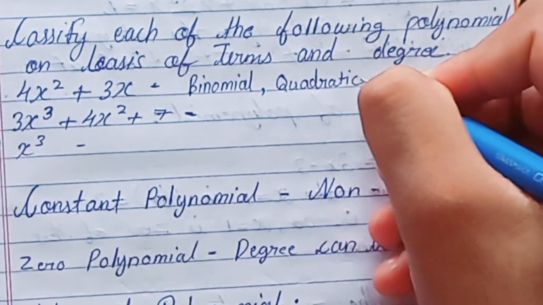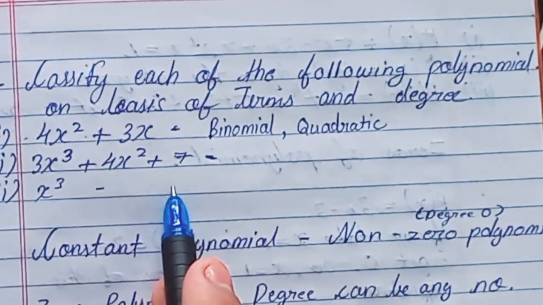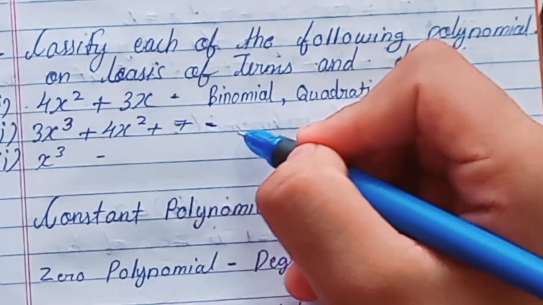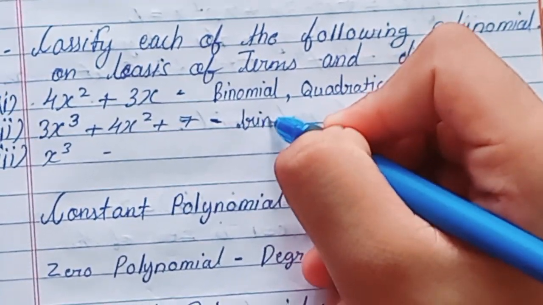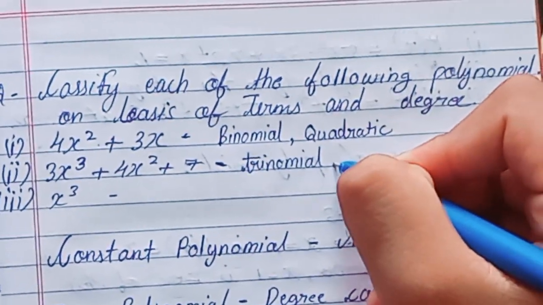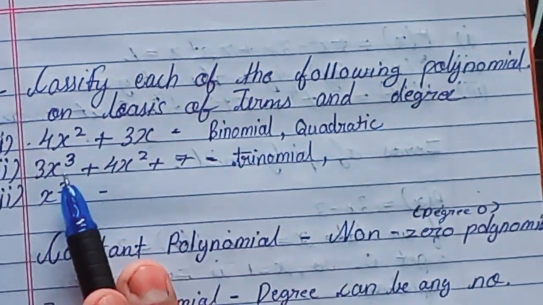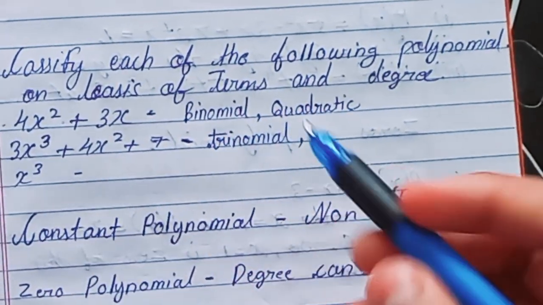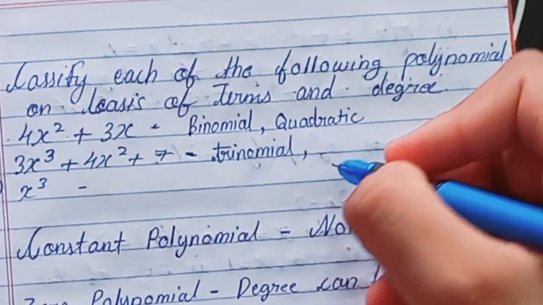Quadratic polynomial. Similarly, here we have three terms. An expression containing three terms is trinomial. Trinomial. And on the basis of degree, we have here 2 and 3, but the highest of them is 3. So the degree will be 3 and it will be a cubic polynomial.